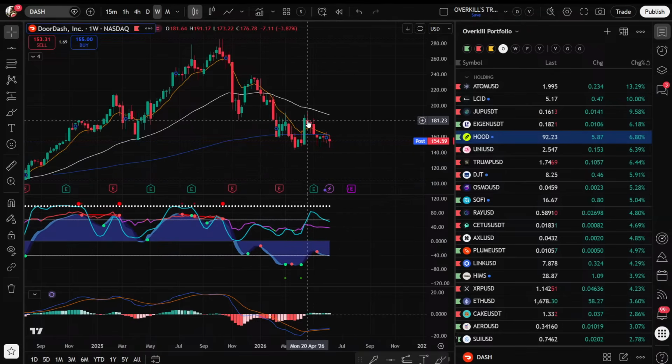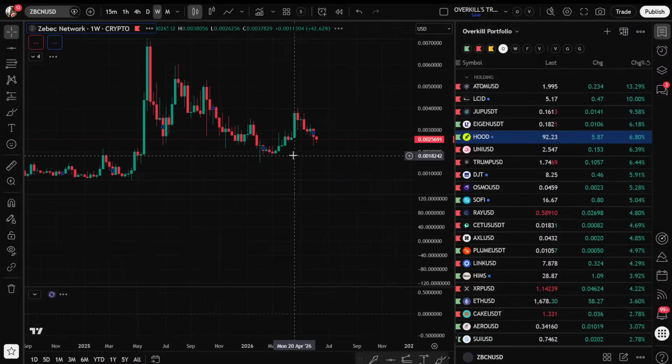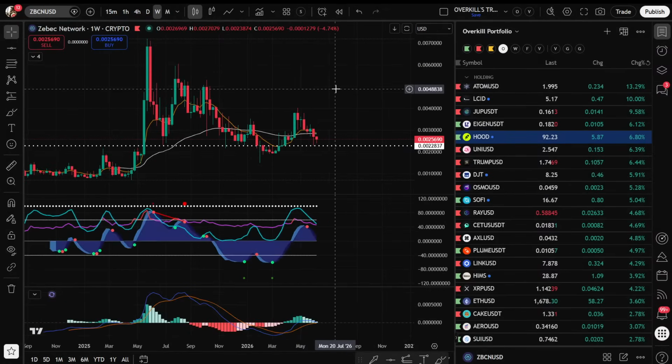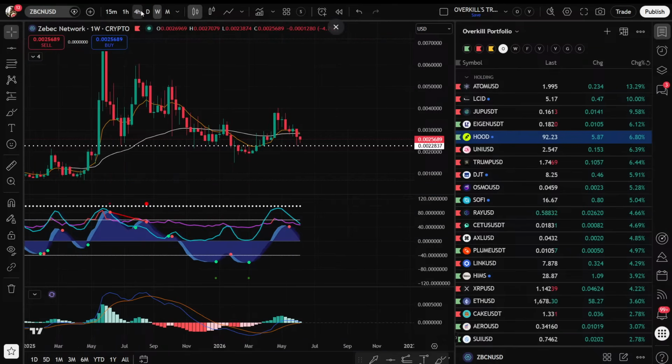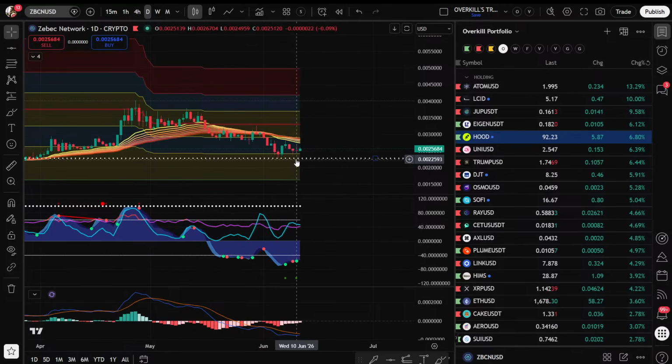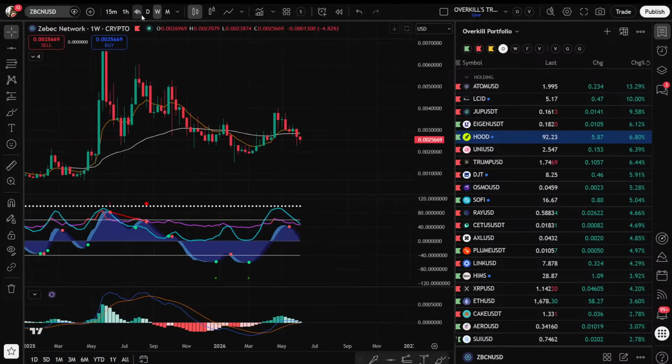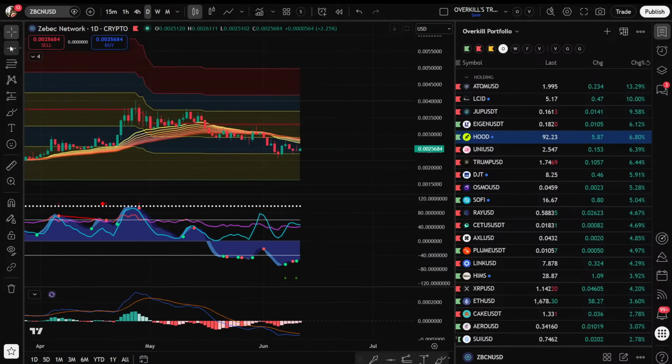I see one here for Josh for ZBCN. How's everyone doing in the chat today? Hope you guys are having a great day. ZBCN's still red here, so we're just waiting for that thing to flip back to green. You're getting daily green dots down here, that's a good sign. You just want to make sure this thing holds on to 0.002.